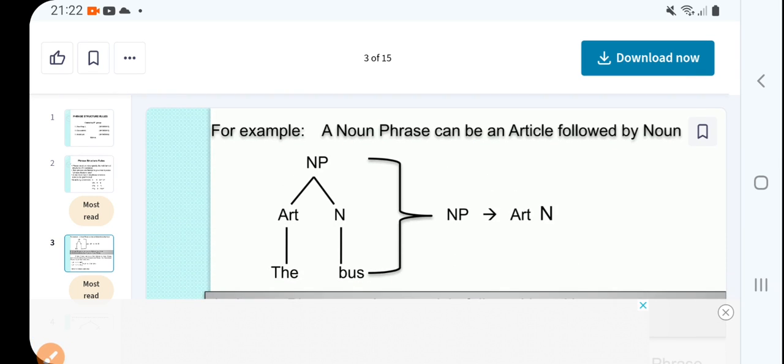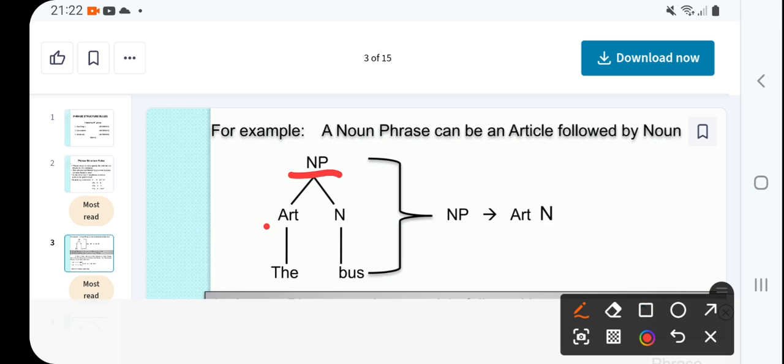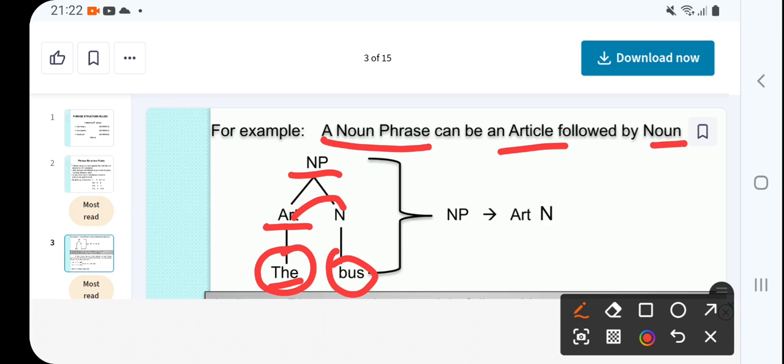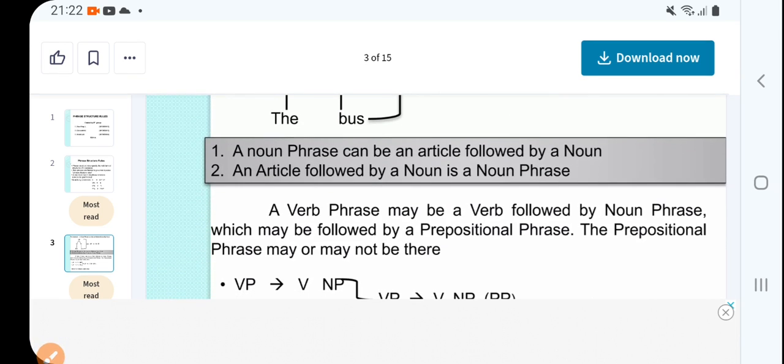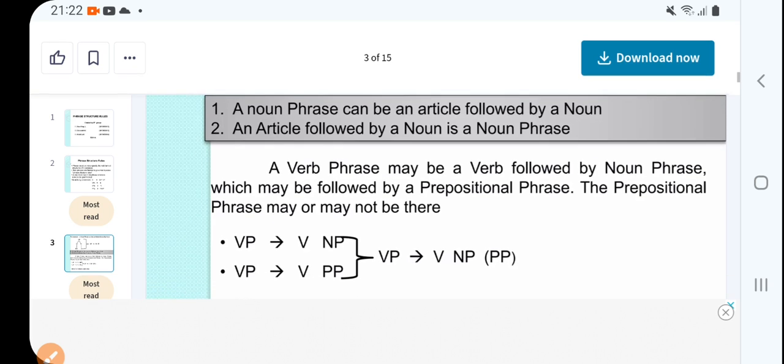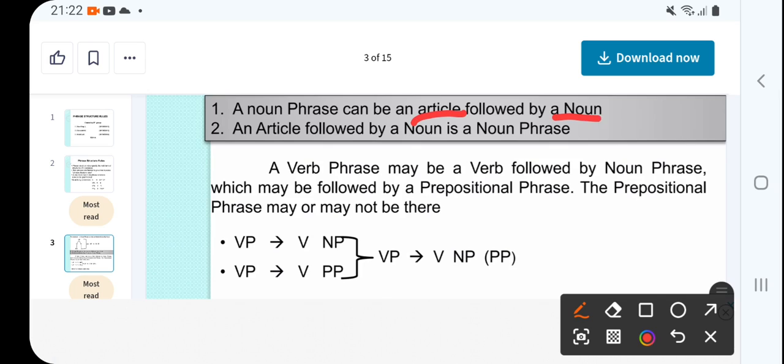For example, a noun phrase can be an article followed by a noun, right? So in a noun phrase, there may be an article which is followed by a noun. The article is "the" and the noun is "bus", right? So that is a noun phrase. A noun phrase can be an article followed by a noun. It's another way of speaking, but one and the same thing.